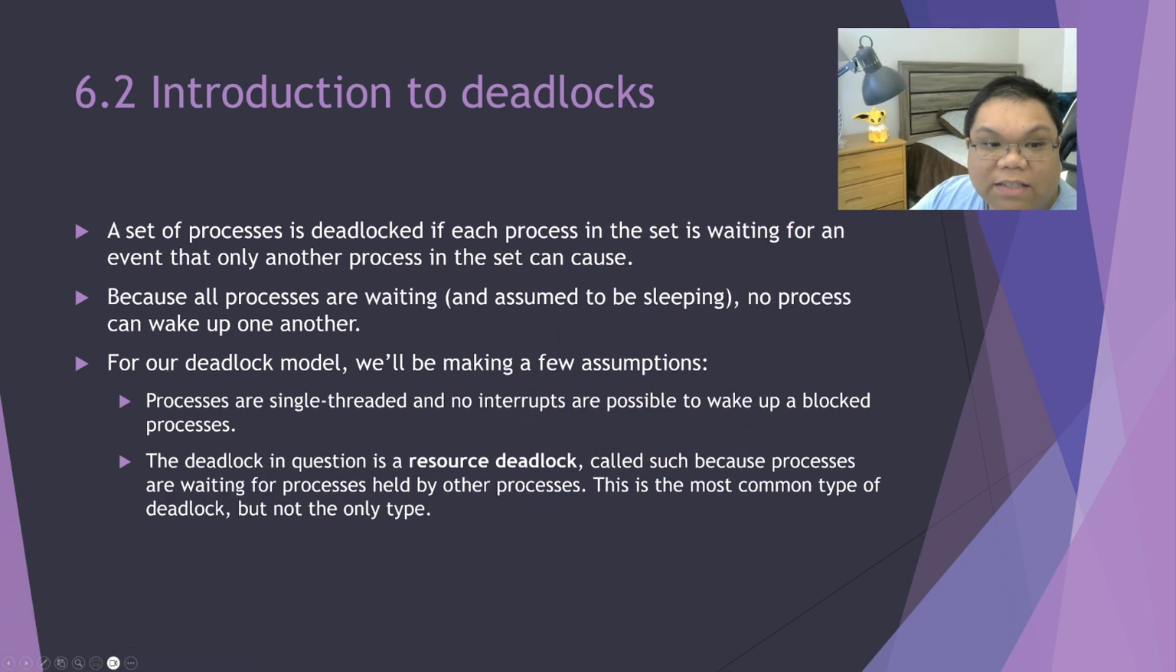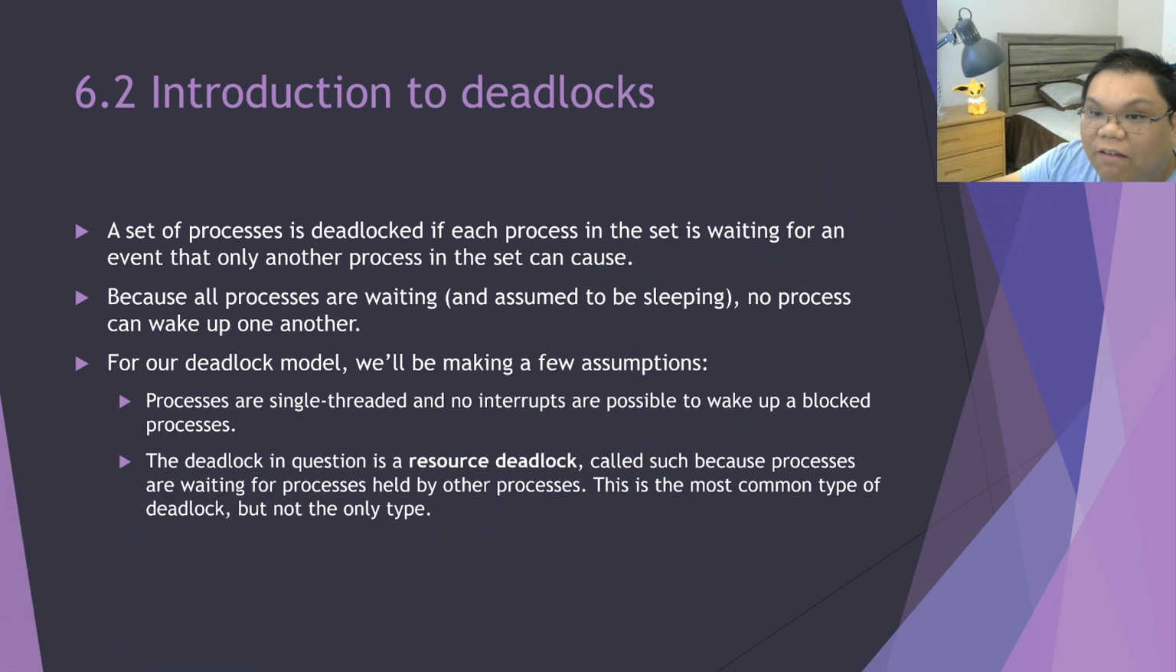This is the definition of deadlock. A set of processes is deadlocked if each process in the set is waiting for an event that only another process in that set can cause. Because all processes are waiting and assumed to be sleeping, no processes can wake up one another. For our deadlock model, we're going to make a few assumptions. Number 1, processes are single-threaded and no interrupts are possible to wake up a blocked process. Number 2, we're dealing with something called resource deadlock. There are other types of deadlock that we might look into later on, but we're going to look at resource deadlock.